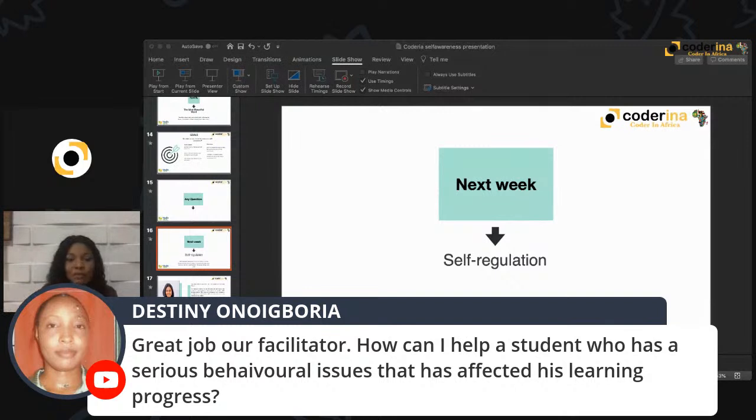So Destiny, for me, I'll be encouraging you to interact with that young person one on one. So not where other students are, but have a one-on-one conversation with that person. Some young persons just want to be heard. You know, sit down with them and tell the young person that you really care about them and you want to understand why they are the way they are.